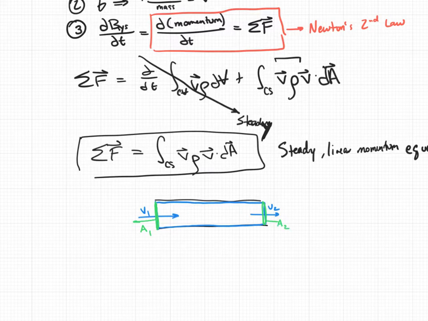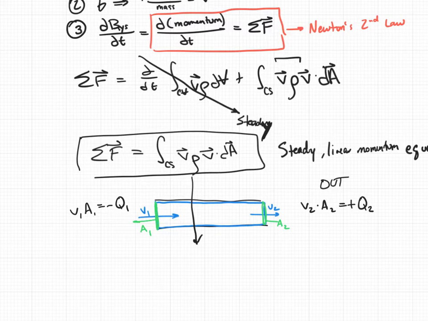Based on that, when I do V2 dot A2, because these two are in the same direction, I end up getting Q2 with a positive sign. And over here, I end up with V1 dot A1, which gives a negative Q1 because A1 and V1 are in opposite directions. So if I move this down here, you see this is the out and this is the in. All the ins end up having a negative sign, and all the outs end up having a positive sign.